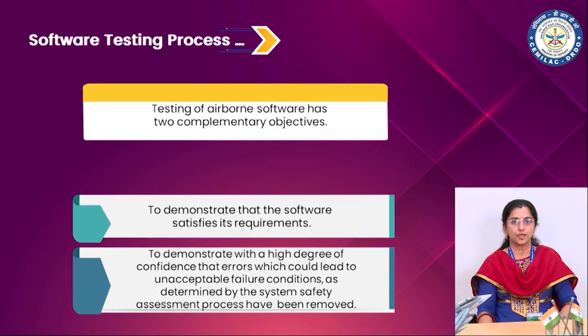Now, as mentioned in DO-178C, testing of airborne software has two complementary objectives. One is to demonstrate that the software satisfies its requirements. Another is to demonstrate with a high degree of confidence that errors which could lead to unacceptable failure conditions, as determined by the system safety assessment process, have been removed.